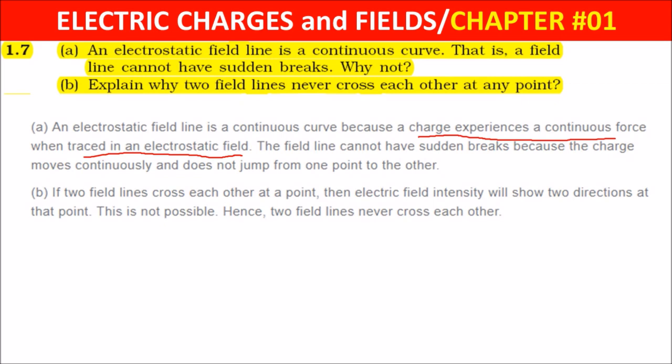If two field lines cross each other at a point, then the electric field intensity will show two directions at a point, and it is never possible to have two directions at a single point, meaning we cannot draw two tangents at a single point, hence two field lines never cross each other. So let's say electric field line 1 and electric field line 2 are crossing each other, which means there is tangent 1 and there is another tangent 2. It is not possible to have two tangents at a single point.